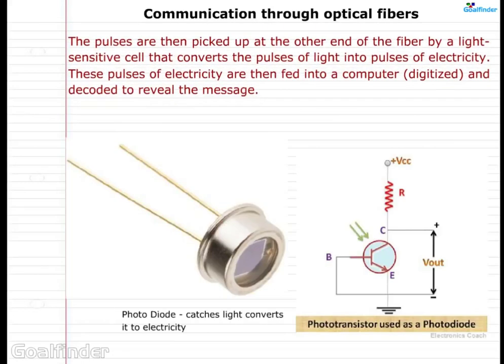The pulses are then picked up at the other end of the fiber by a light-sensitive cell that converts the pulses of light into pulses of electricity. These pulses of electricity are then fed into a computer that is digitized and decoded to reveal the message. A photodiode catches light and converts it to electricity. A phototransistor can be used as a photodiode.